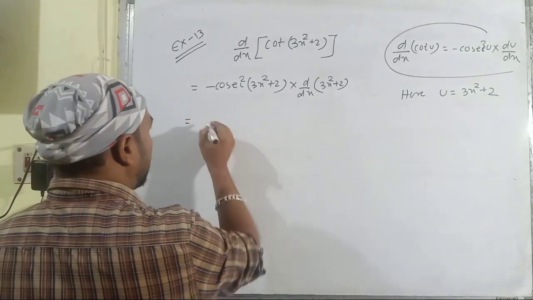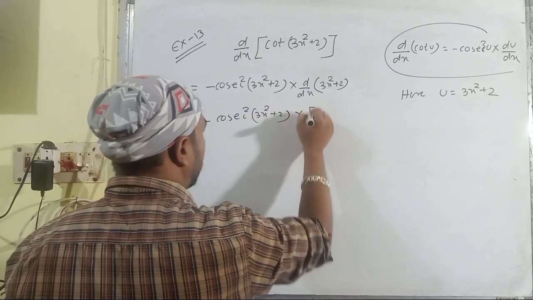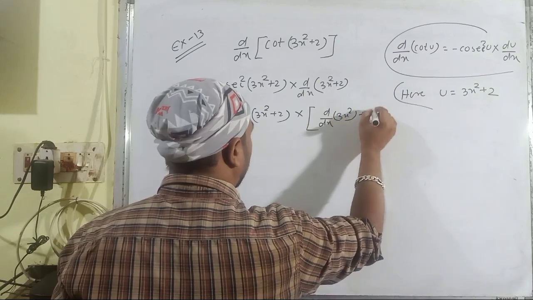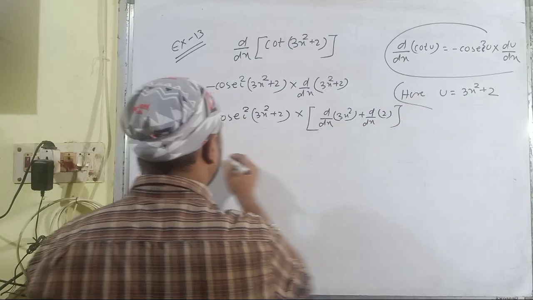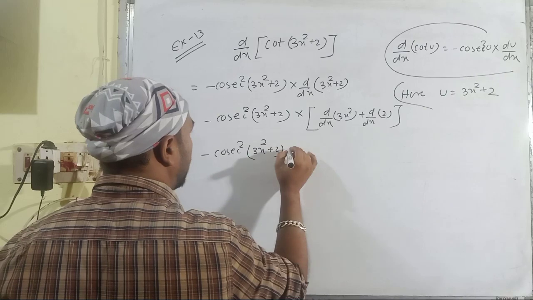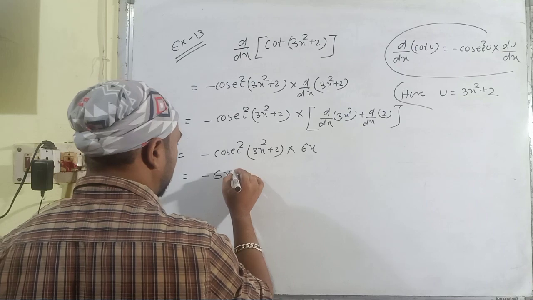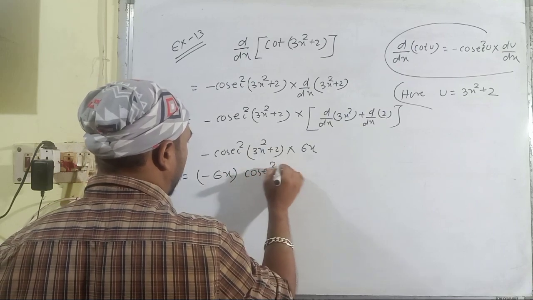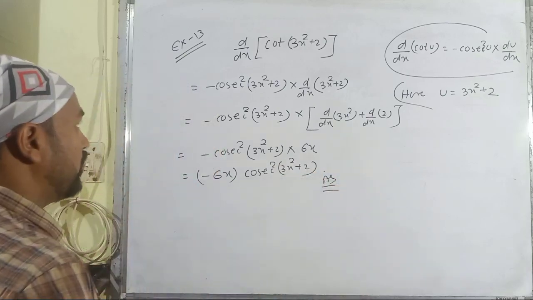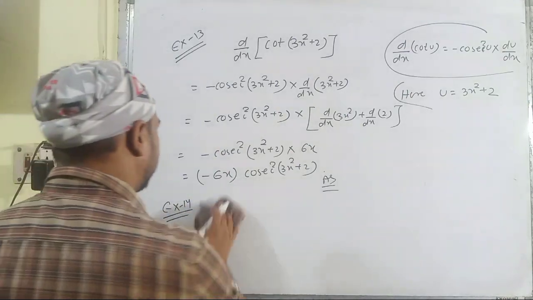So it will be minus cosec square 3x square plus 2 multiplied with 6x. So the answer will be minus 6x multiplied with cosec square 3x square plus 2, which is the answer. Then moving on to problem number 14.